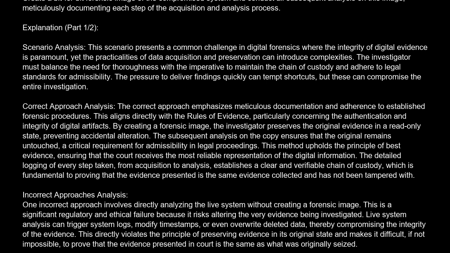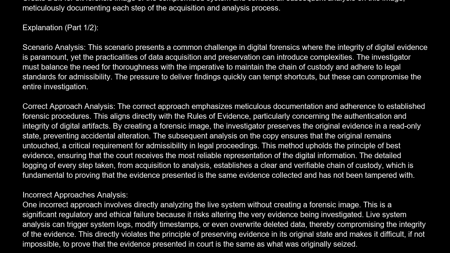Incorrect approaches analysis. One incorrect approach involves directly analyzing the live system without creating a forensic image. This is a significant regulatory and ethical failure because it risks altering the very evidence being investigated. Live system analysis can trigger system logs, modify timestamps, or even overwrite deleted data, thereby compromising the integrity of the evidence. This directly violates the principle of preserving evidence in its original state and makes it difficult, if not impossible, to prove that the evidence presented in court is the same as what was originally seized.